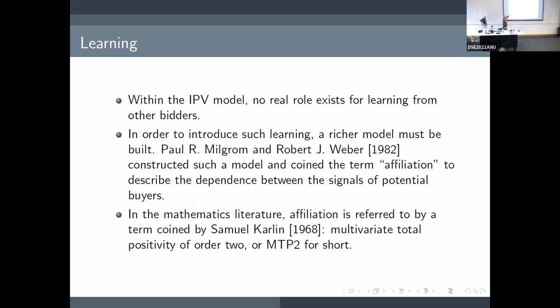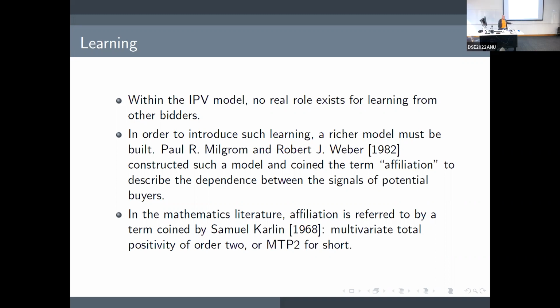And in mathematics, if you're trying to look for affiliation, you won't find it because it has a different name. It's called multivariate total positivity of order 2. And there's actually many orders of these. There's a whole book about them by Karlin.